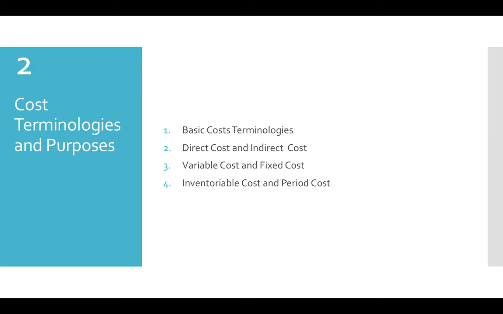And for the second topic, what are the cost terminologies in cost accounting? I divide this section into four groups. The first one is basic cost terminologies. The second one is direct cost versus indirect cost. The third one is variable cost versus fixed cost. And the last one is inventoriable cost versus period cost.